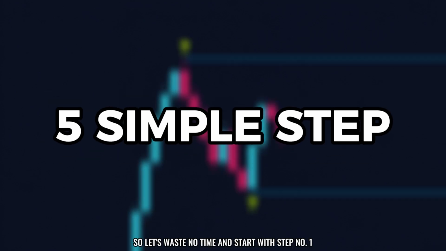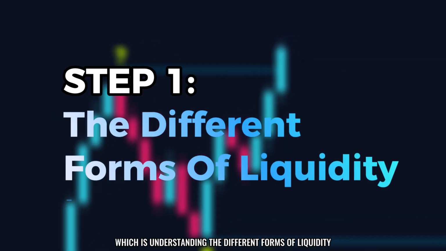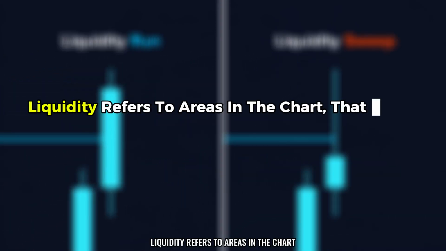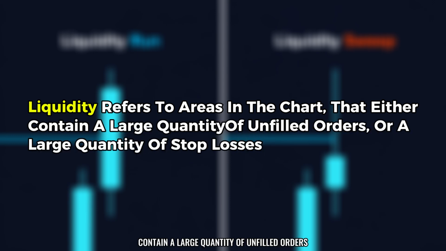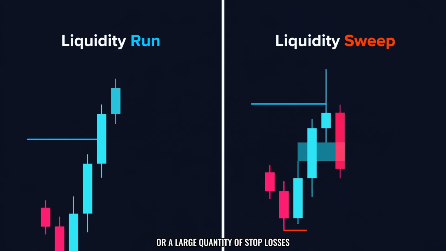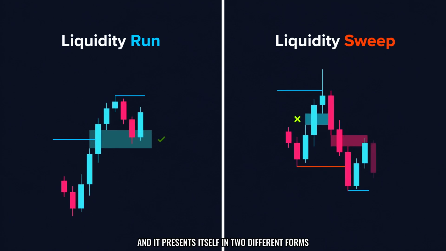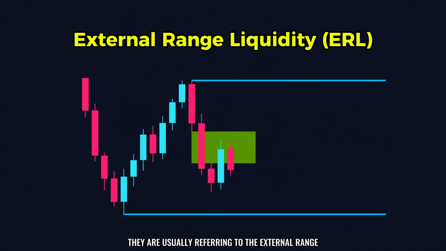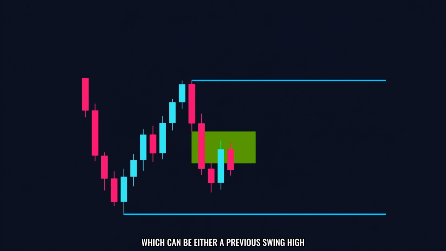So let's waste no time and start with step number 1, which is understanding the different forms of liquidity. Liquidity refers to areas in the chart that either contain a large quantity of unfilled orders or a large quantity of stop losses, and it presents itself in 2 different forms. When people typically talk about liquidity, they are usually referring to the external range liquidity, ERL, which can be either a previous swing high or a previous swing low.